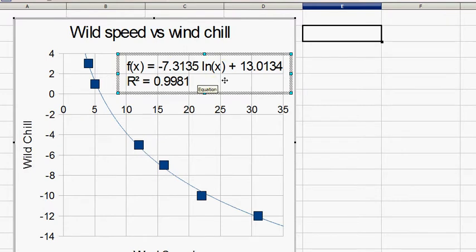And I've come up with this equation, negative 7.3135 times natural log x plus 13.0134. And the r squared is a regression. That's how well it fits, and it fits the data very, very well. 0.9981 is almost a perfect fit. The closer to 1, the closer you are to perfect. So that's our equation, and here is the data that I did.